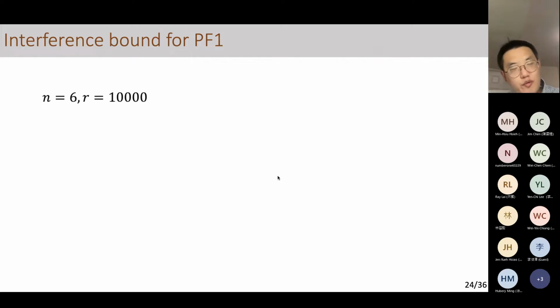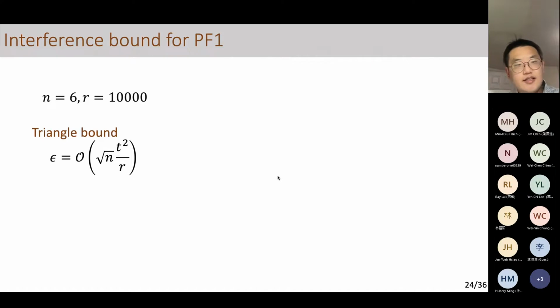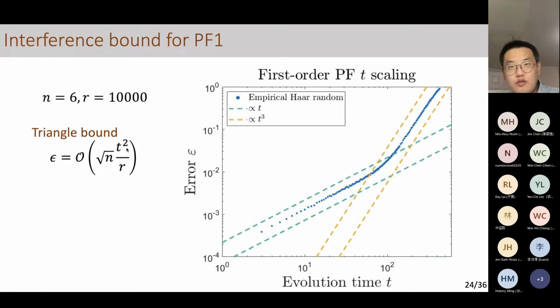Here we also show some more numerics. If we use the triangle bound for the error, you would say that this error should be the square root of n times t squared over r. So here is t squared. But in our other numerical results, you can find that this error is not t squared. It is t at first, but after some point, it becomes t cubed. It's quite different from the triangle bound. So this means the triangle bound doesn't work. And in the following, we'll introduce our tightened result.